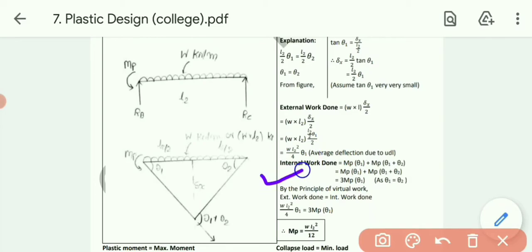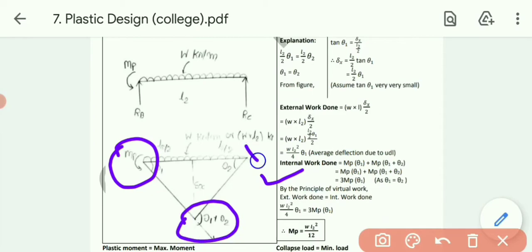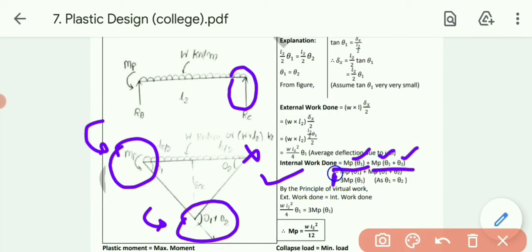Now talking about internal work done, we need to consider the points where only moment is produced, that is on the left hand side as well as at the center. On the right hand side no moment will be there, as it is a simple support at the end. So first one, Mp into theta 1, that is the left hand side, and the central one, that is Mp into theta 1 plus theta 2. Now as theta 1 equals theta 2, ultimately all are theta 1, so we will get 3 Mp theta 1.